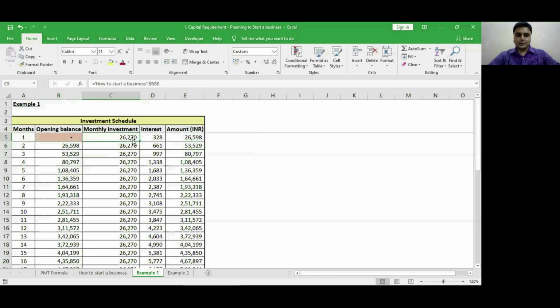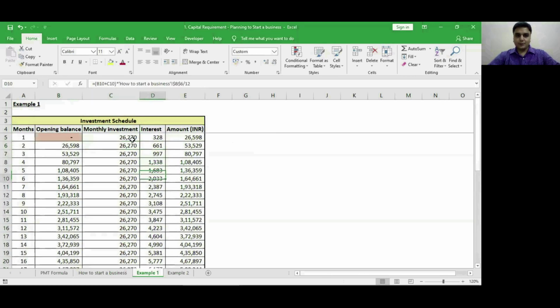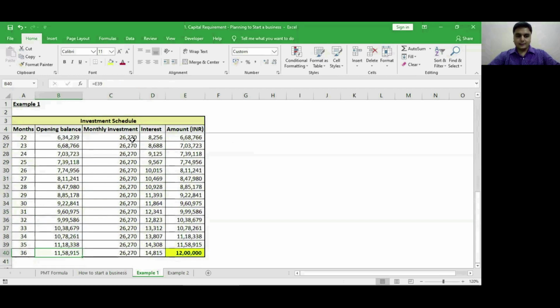So as you can see, my monthly investment will remain the same till 36 months. My interest will keep on increasing as my opening balance is increasing. And at the end of 36 months, I will get a value of 12 lakh rupees.